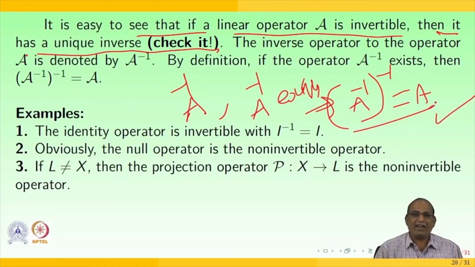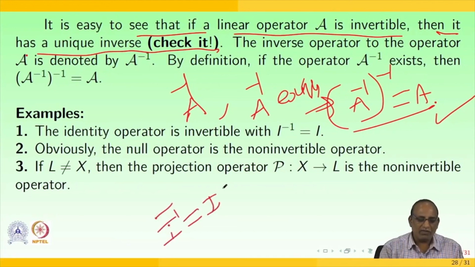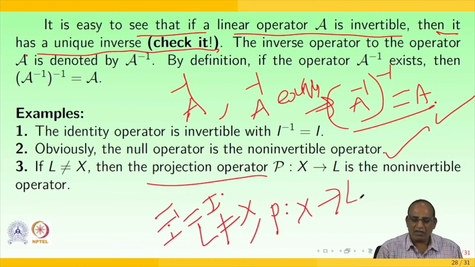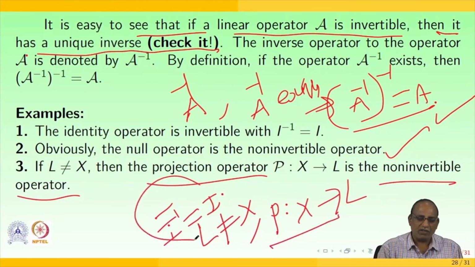So, the examples: the identity operator is invertible. So, you will have I inverse is equal to I. Obviously, the null operator is a non-invertible operator. So, that is L not equal to X. Then the projection operator P from X to L is a non-invertible operator. So, you cannot invert it; it is a non-invertible operator for this matrix.